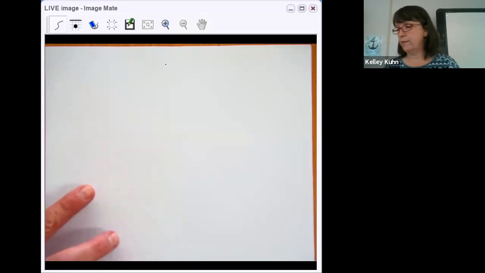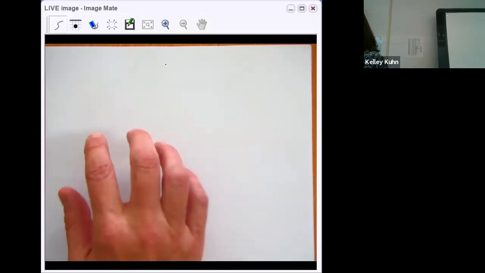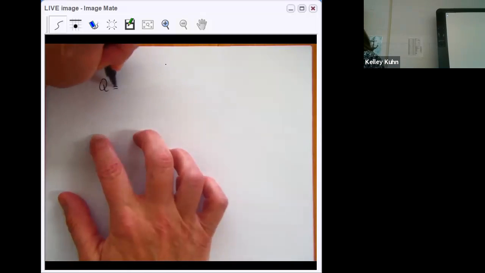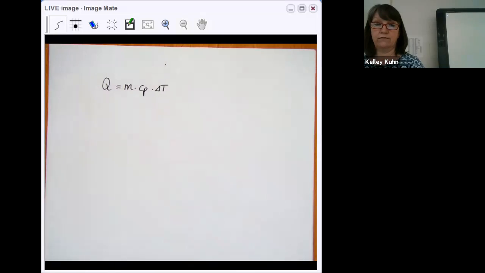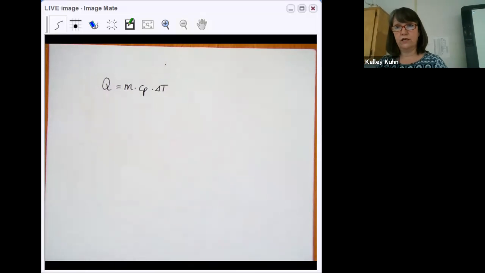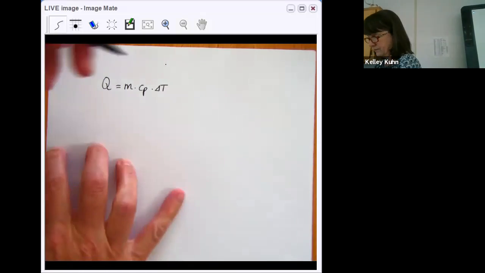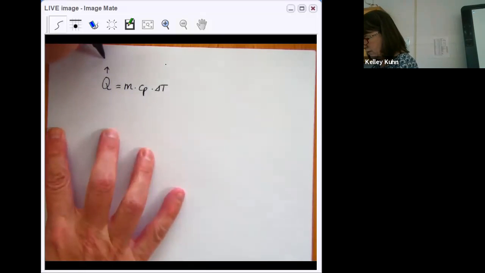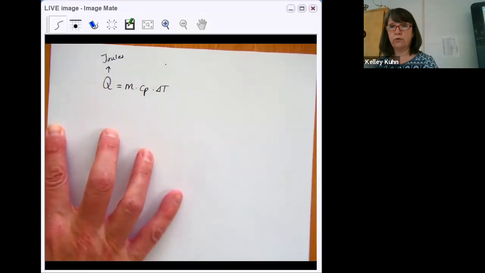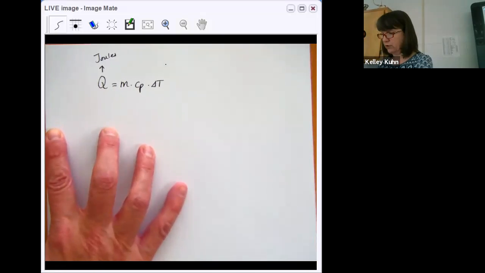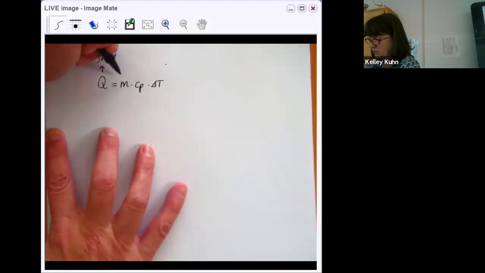So remember that the calorimetry equation is Q is equal to M times Cp times delta T. That Q refers to energy or heat, and the unit we put there is joules. So if you're reading a word problem and it has joules, you know that it'll go into the Q part of the equation.